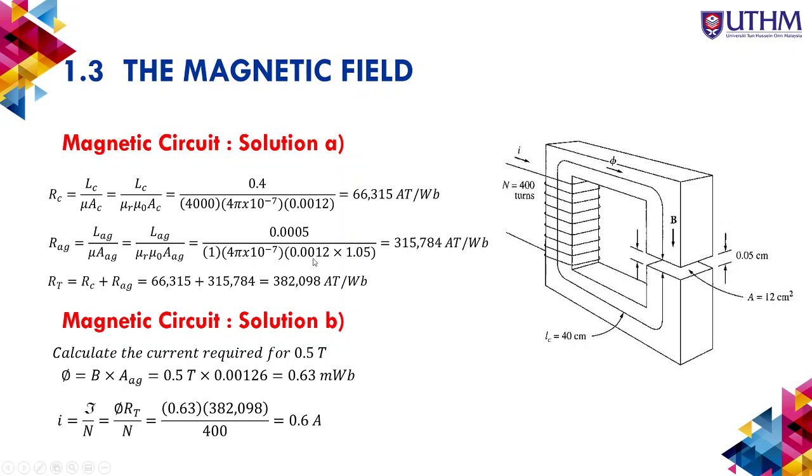Then this is the calculation. We need to increase the area, 0.012 times 1.05. Then you get the reluctance, and you sum up together. R total is RC plus R air gap. Then they ask for the solution for the reluctance, and to calculate the current required to produce 0.5 Tesla magnetic flux density. So we just use this one.